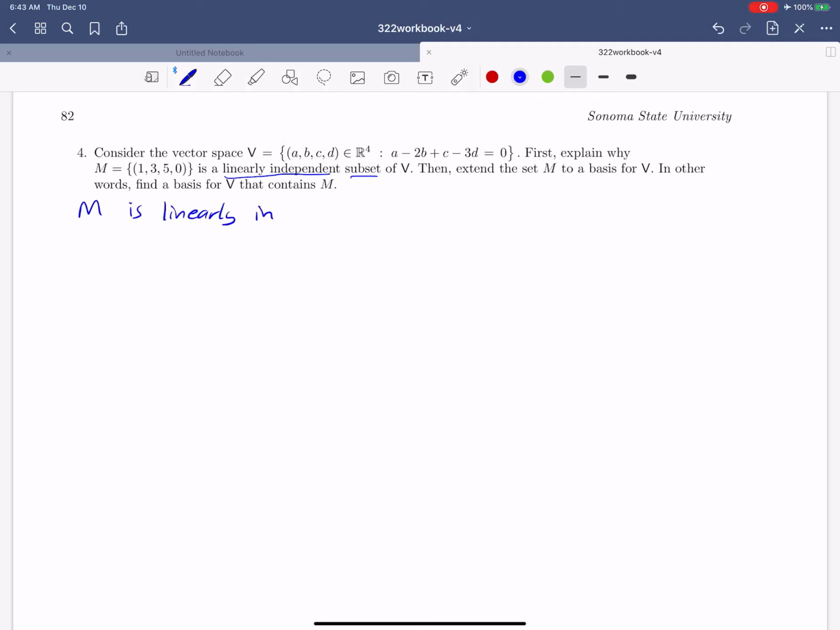M is linearly independent because it contains one non-zero vector. I put that in the category of previous work that we've done. We already know that.